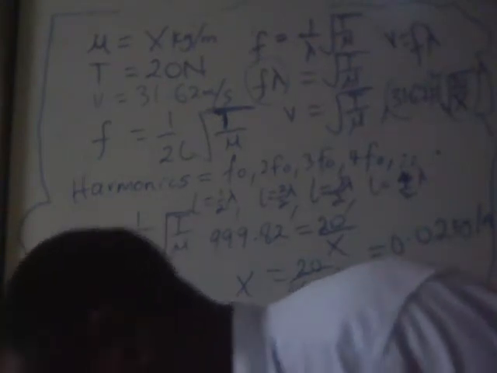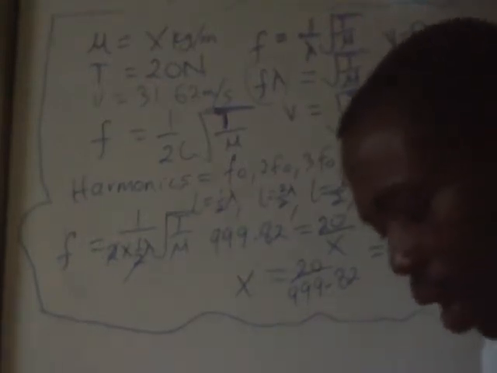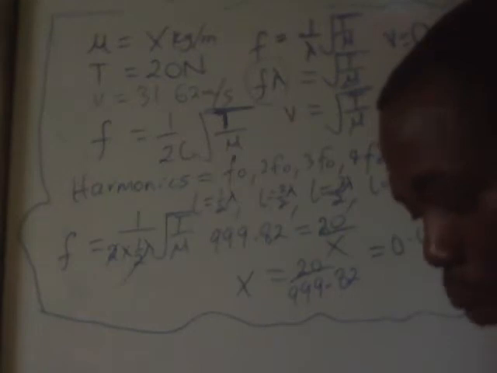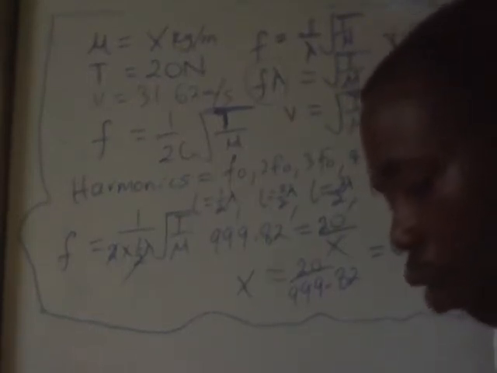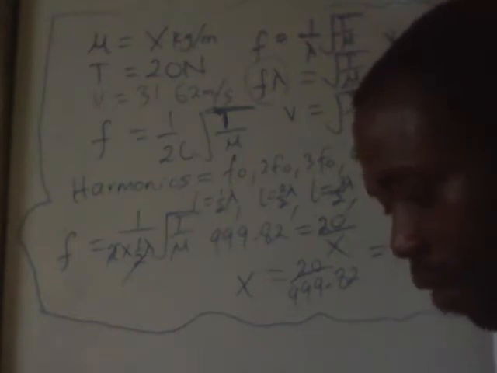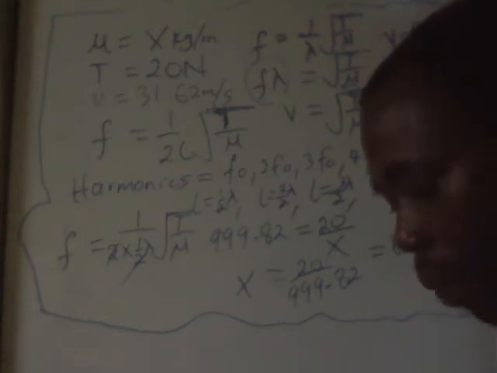Number 28 done. Let's go to number 29. Okay, let's read the question first. 29. The air column in an open pipe of length 10 centimeters is set into vibration.